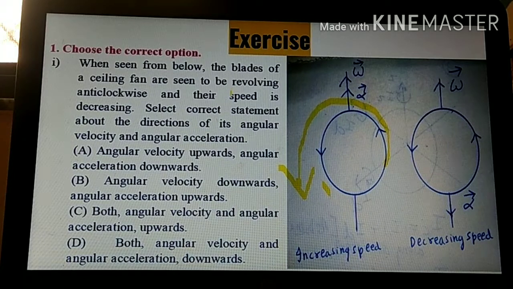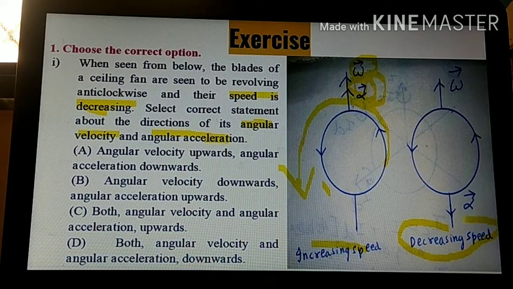Okay, over here what is happening? The speed is decreasing. So we have to find out the correct option related to the direction of angular velocity and angular acceleration. We have already studied this previously. See, whenever the speed is increasing, angular speed as well as angular acceleration both will be along same direction. But if the speed is decreasing, angular speed is in upward direction, whereas angular acceleration is in opposite direction. So both are opposite to each other.